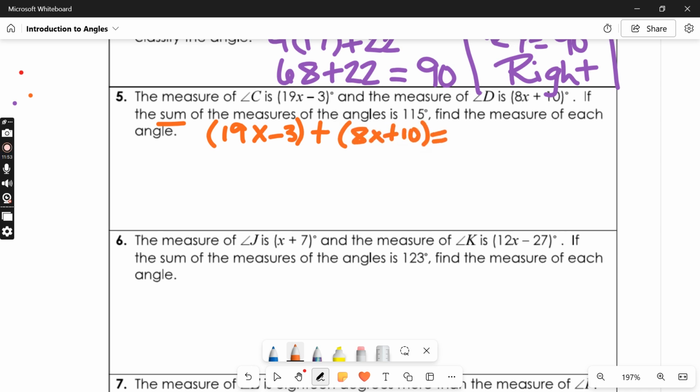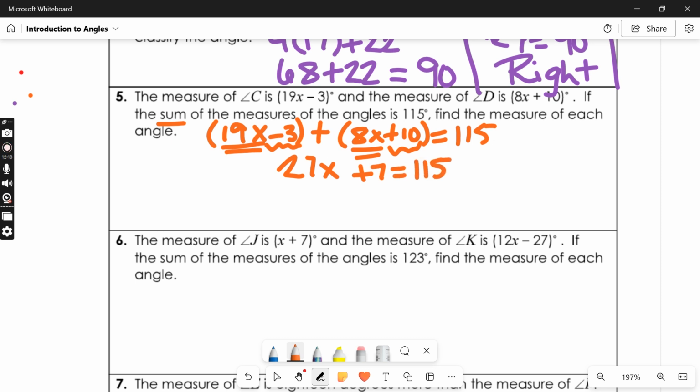And when I add these two angles together, I should get 115. Now I have to add them together by like terms. So variables with variables, constants with constants. So 19 plus 8 is going to be 27x. And then negative 3 plus 10 is positive 7.